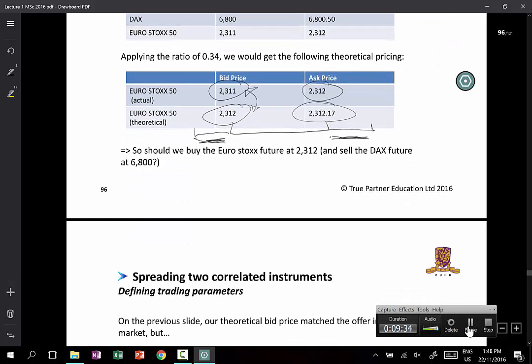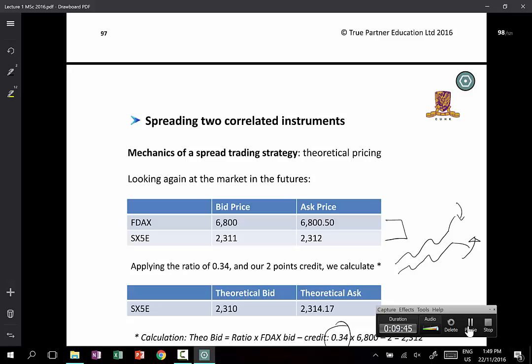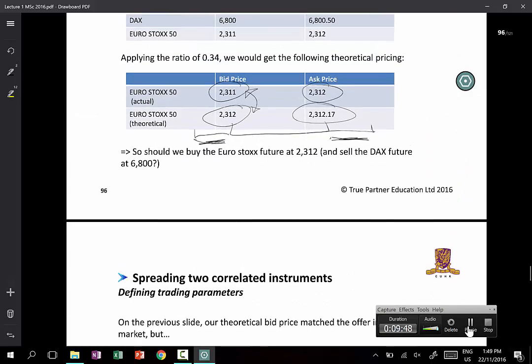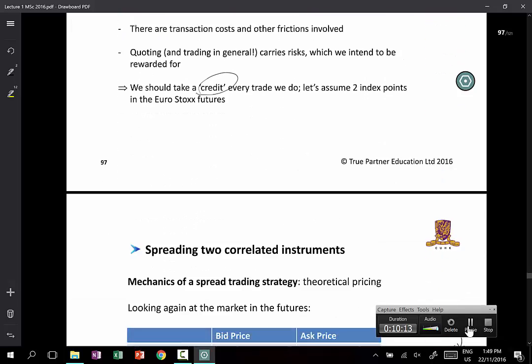That is why we have this formula here. They said you take a credit. This is not credit in a fixed income sense. It's credit as an additional pricing gap to protect you. So even though you feel that in theory this is where the price should be, you are not going to buy at 2,312. You're going to buy at 2,310, and you're not going to sell at this level here. You're going to add 2 to it, so you're widening your spread. So on the offer side 2 points higher, and on the bid side 2 points lower.